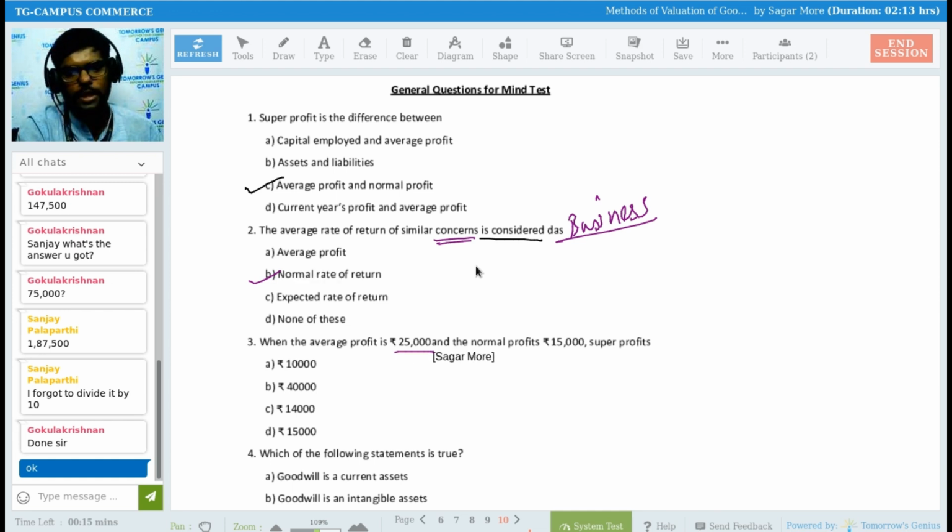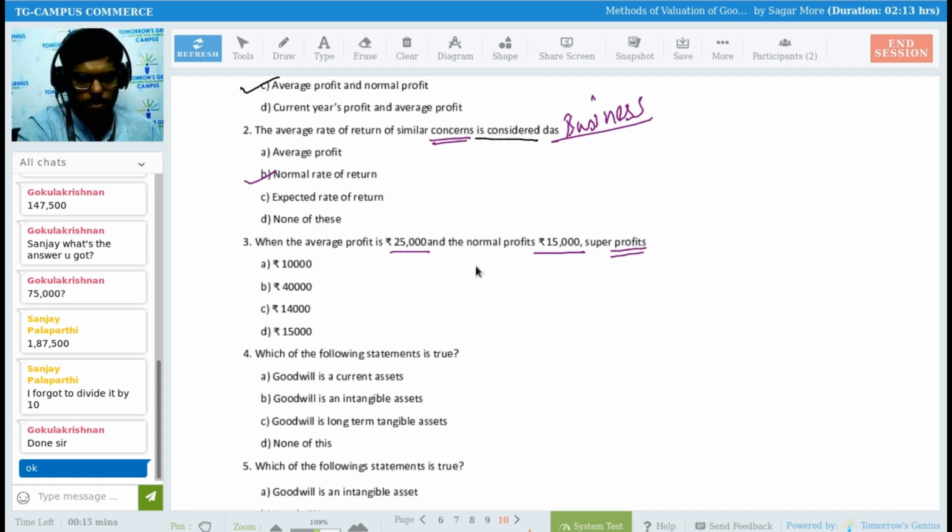So when average profit is 25,000 and normal profit is 15,000, super profit will be 10,000. Yes, correct.